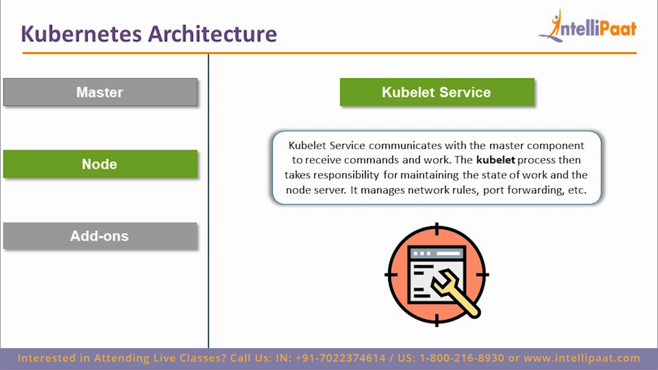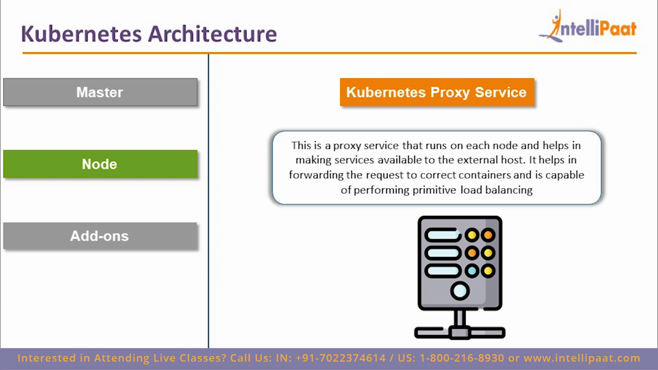Finally, it also takes care of a few of the networking side of things, where it makes sure that ports are forwarded and the networking rules are working as required. So it does all of that. The kubelet service is responsible for all the major networking related things. Then there is the Kubernetes proxy service. This proxy service runs on each node and helps make the service available to an external host.